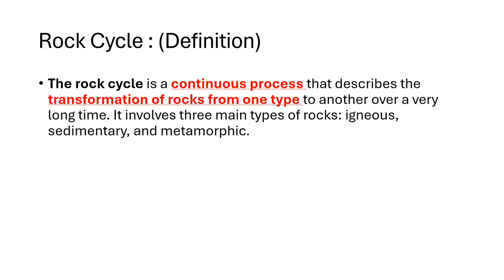Then we move to the rock cycle. Firstly, the definition. The rock cycle is a continuous process that describes the transformation of rocks from one type to another over a very long time. This is very important. It's not 1 year or 2 years, it is millions and millions of years. It involves three main rock types, namely igneous rocks, sedimentary rocks, and metamorphic rocks.